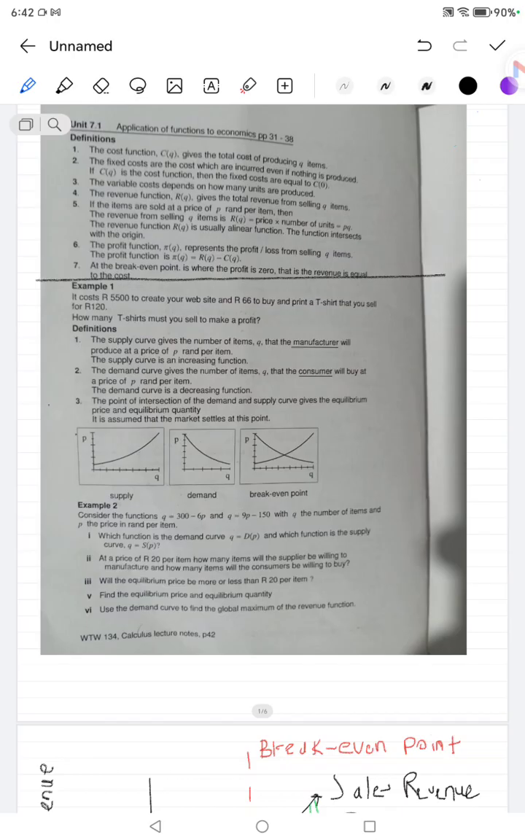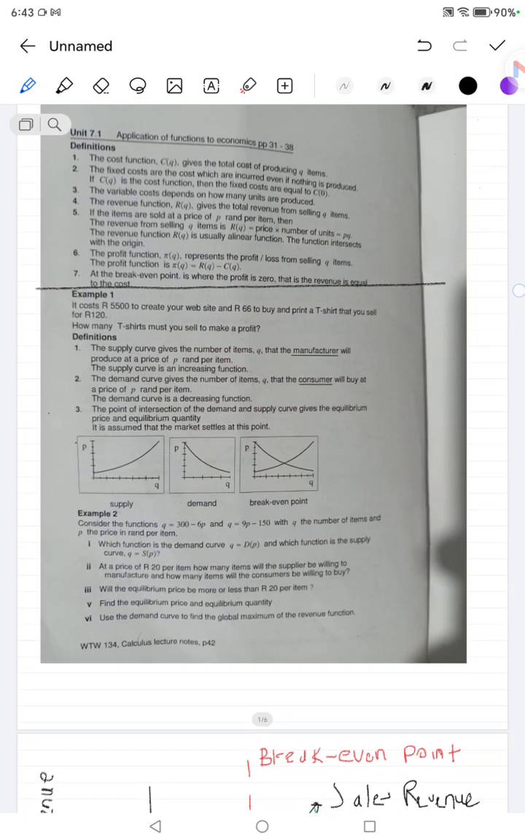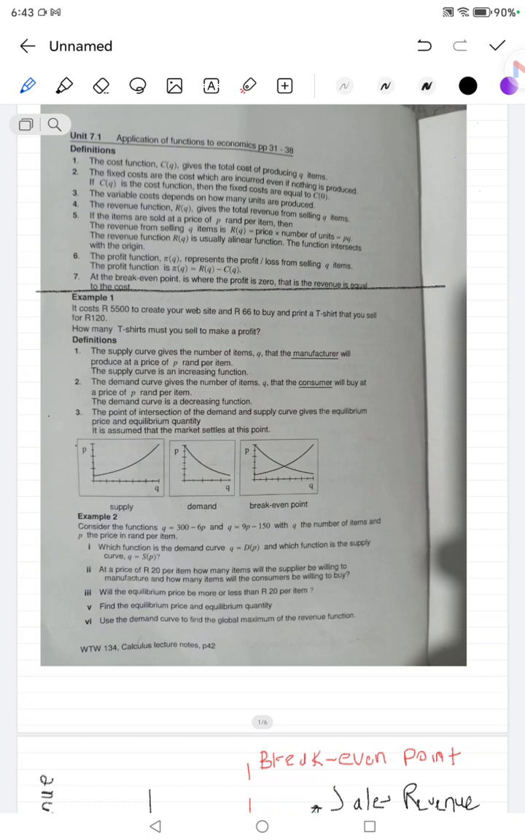So now we're going to go to this example that says it costs 5,500 to create your website and 66 rand to buy. Does someone have a question? Does someone have a question? Okay, I thought I had someone talking.